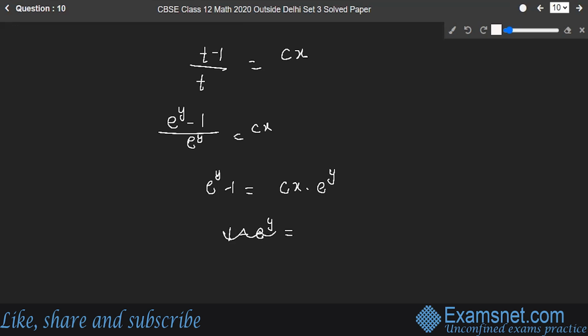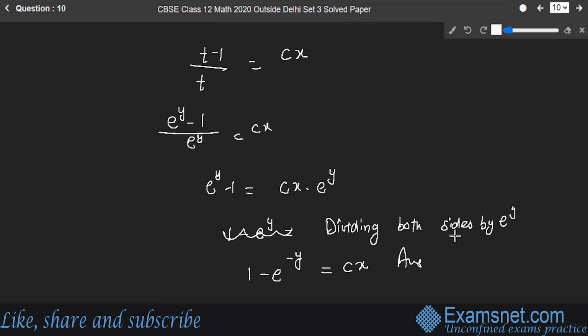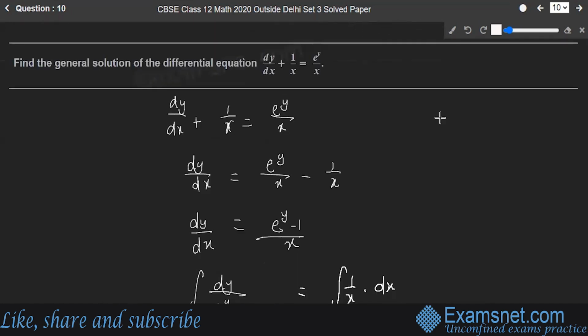You will write it as 1 minus e raised to power minus y, because I'm dividing both the sides by e raised to power y. So this will be 1 minus e raised to power minus y is equal to cx. That's it. Here I have divided both sides by e raised to power y. Okay, so this is the answer to the question. Hope you have understood that. Let's move to the next question now.